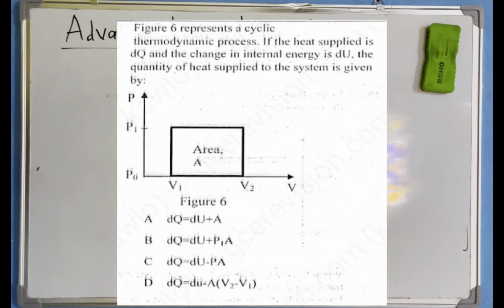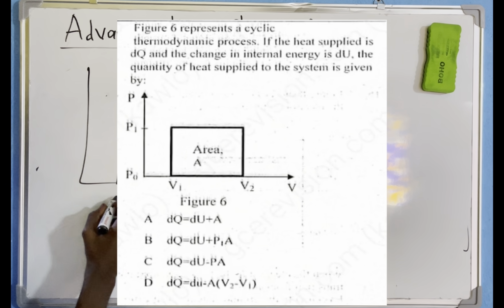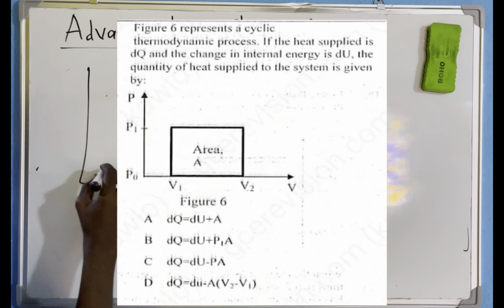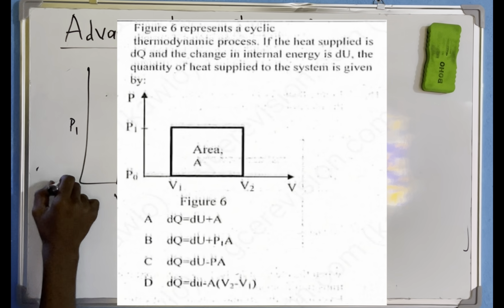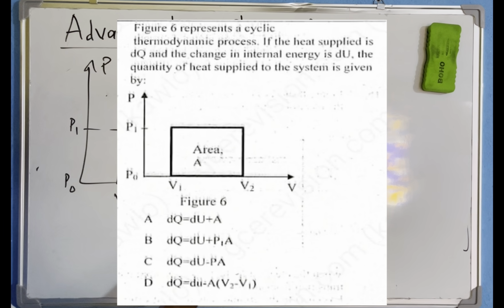Next question: we have a thermodynamic process. If the heat supplied is dQ and the change in the internal energy is dU, the quantity of heat supplied to the system is given by... So we have a curve like this. Let me draw it fast. We have V1, V2, P1, P0, P. So it is a graph of pressure against volume.